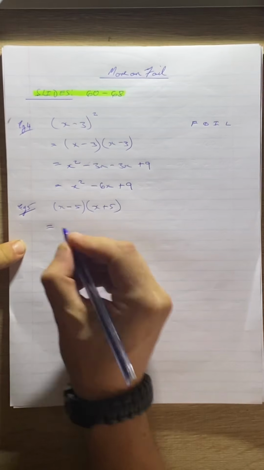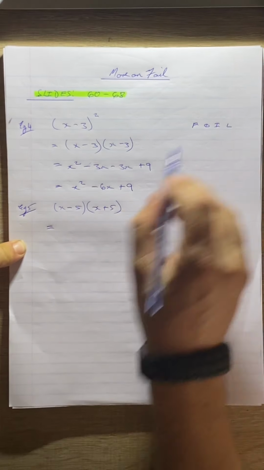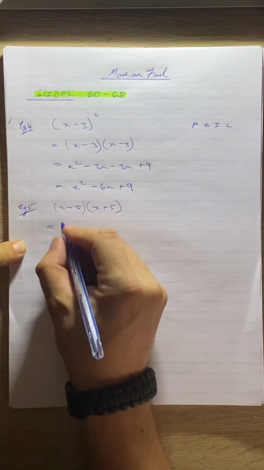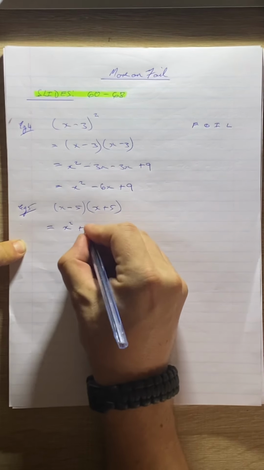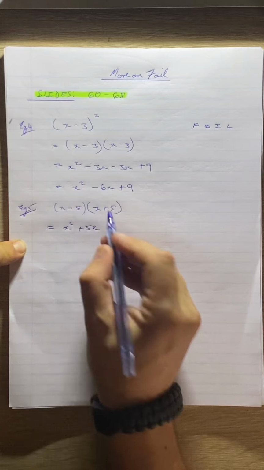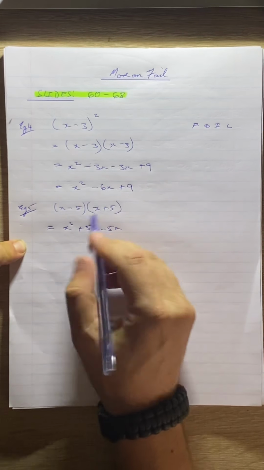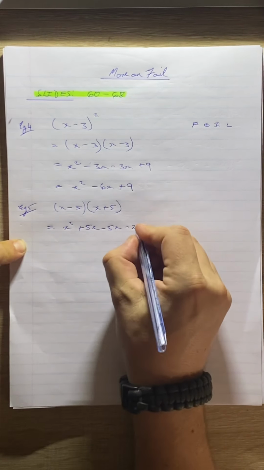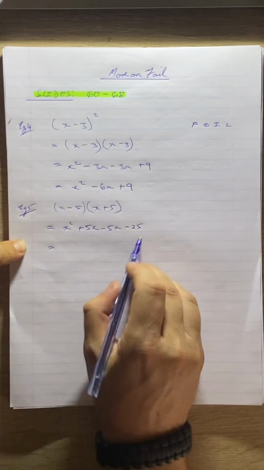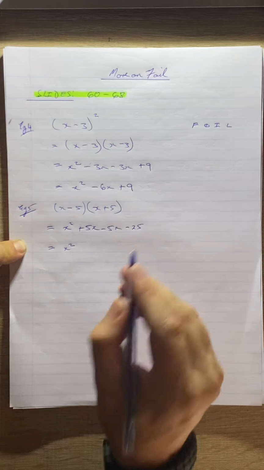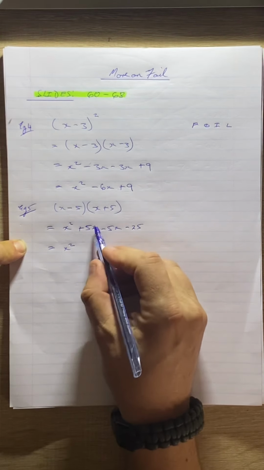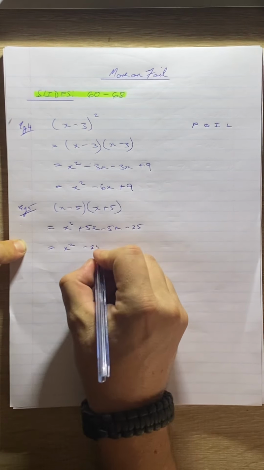So the original way was to FOIL it: first, outer, inner, last. So our first will give us x squared. Our outers will give us plus 5x. Our inners will give us minus 5x. And our last will give us minus 25. Now we get like terms together. So we've got x squared plus 5x minus 5x. They cancel, all right? And we're left with minus 25.